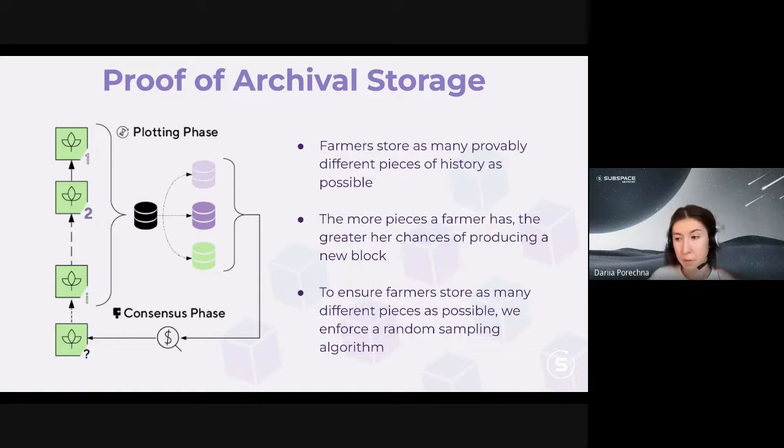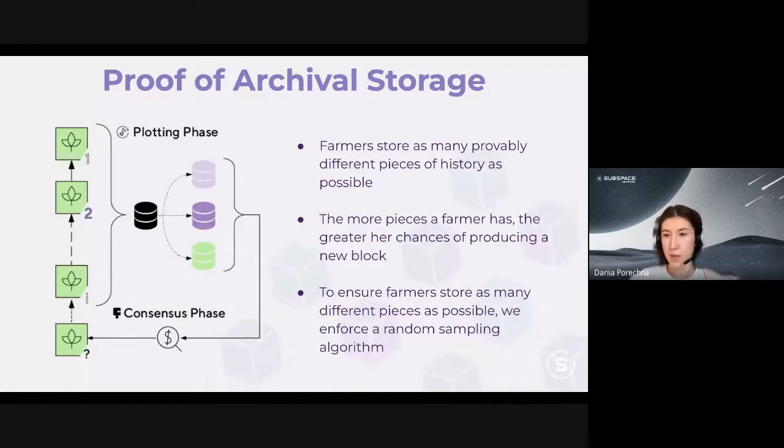So for the protocol to be fair, for the block lottery to be fair, and for the history to be uniformly replicated, we want farmers to store as many probably different pieces of history as possible. The more pieces the farmer has, the greater their chances of proposing a new block. And to ensure that farmers store as many different pieces as possible, we enforce sampling algorithms that tell farmers which are the exact pieces of history each one of them has to store and eventually provide to the network when asked.